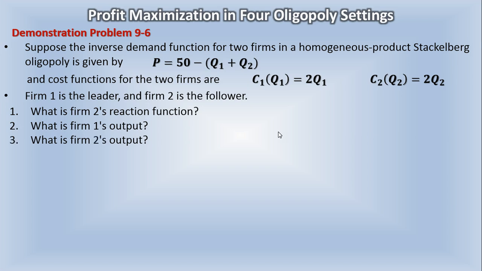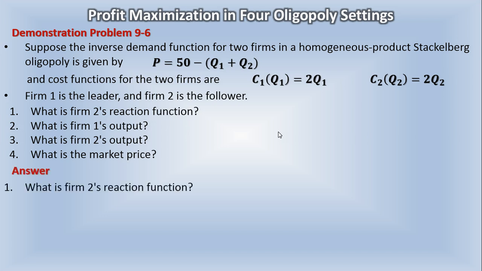Then we'll solve for firm 2's output once the market knows how much firm 1 decides to supply, because again, they have a first mover advantage. They decide how much they're going to supply first. Once that's clear to the market, firm 2 reacts to that via their reaction function. And then finally, once the two outputs are determined, we can solve for the market price.